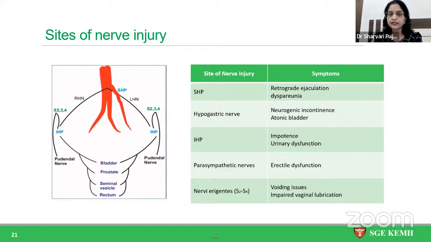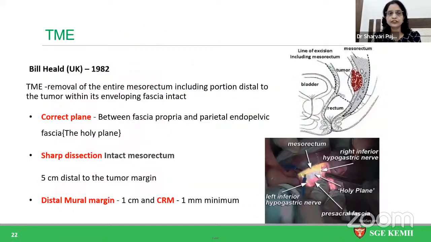In the case of inferior hypogastric plexus injury, impotence and urinary dysfunction will be there. Here the parasympathetic nerves get injured, and it will lead to erectile dysfunction. Whereas if the nervi erigentes are injured, again there will be voiding issues or impaired vaginal lubrication.